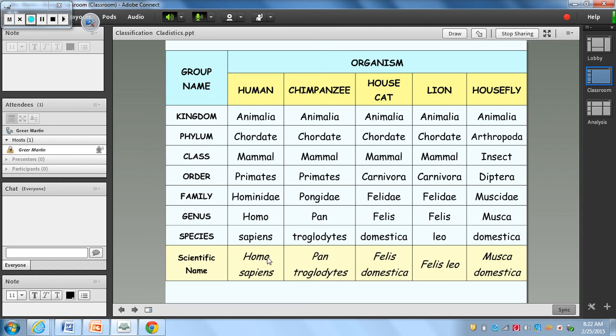Note again down here you have the genus and species name to come up with a scientific name. The first word, the genus, is capitalized. The second word is not, and it's italicized. This is really important.